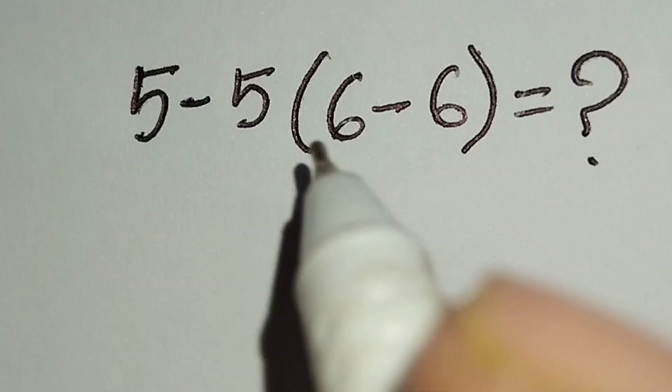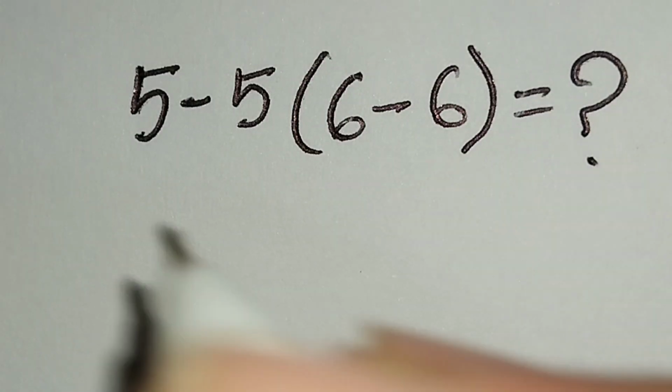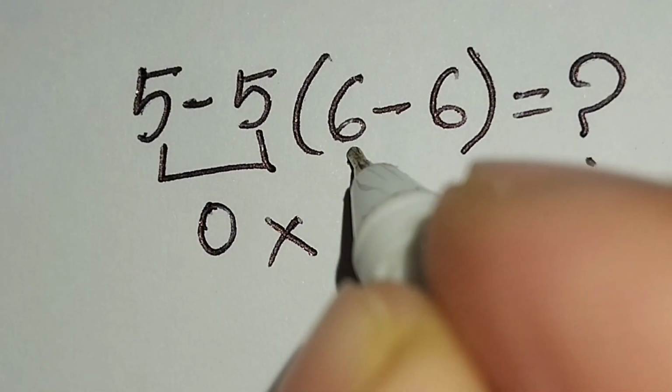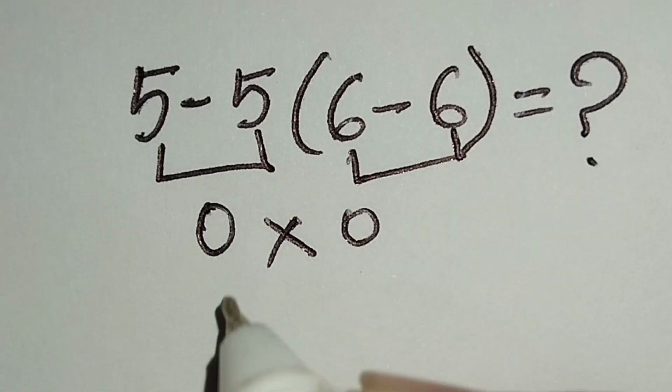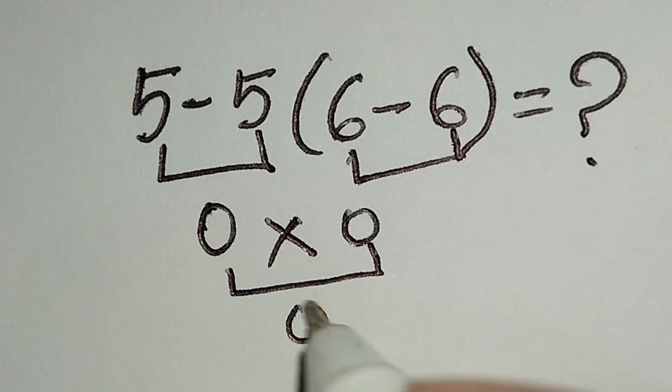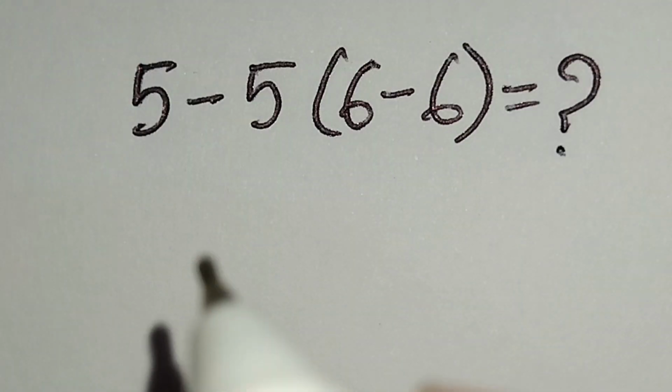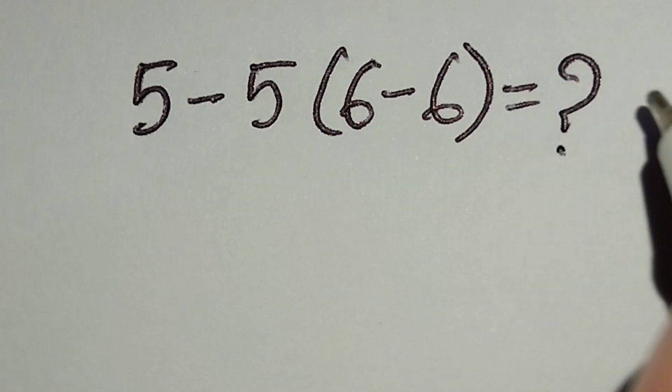5 minus 5 bracket 6 minus 6 is equal what? Here 5 minus 5 gives us 0, multiply 6 minus 6 gives us 0. 0 multiply 0 gives us 0, but this answer is not correct. Now I will apply the PEMDAS rule to solve this math correctly.